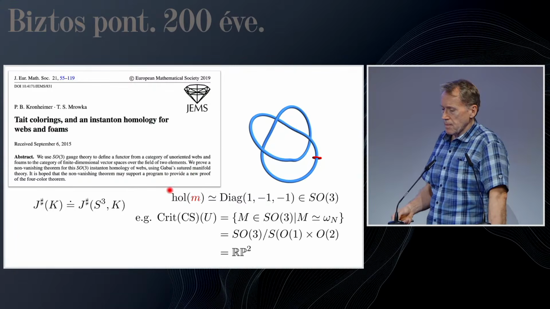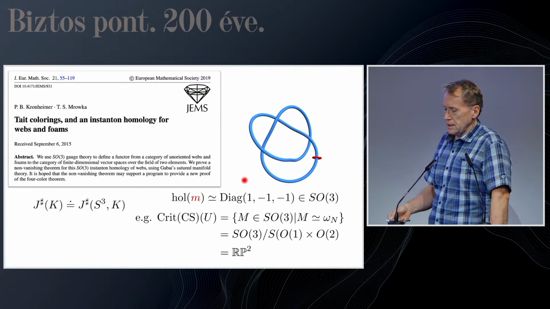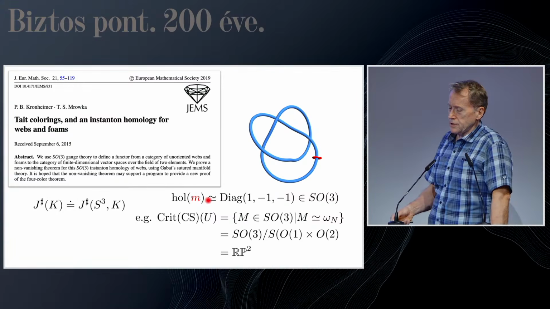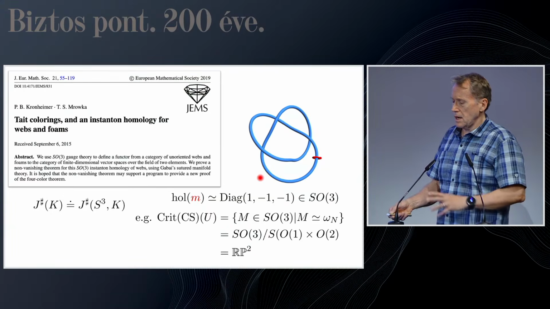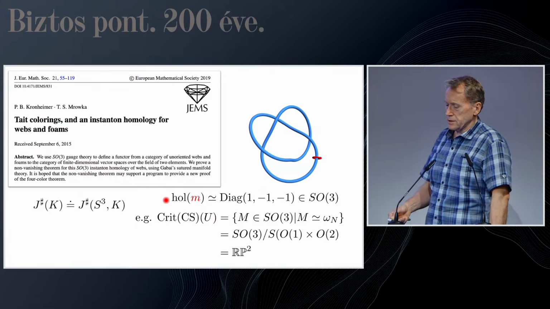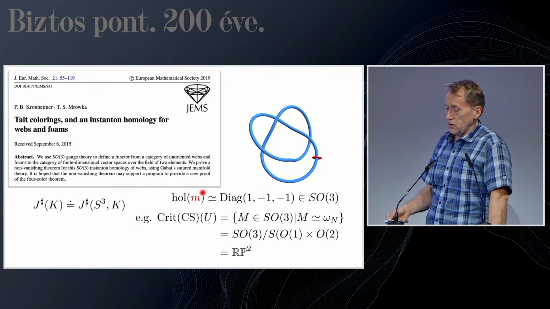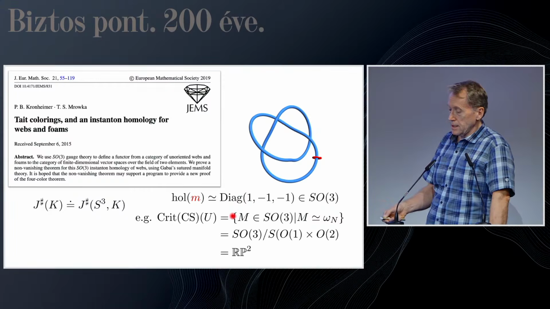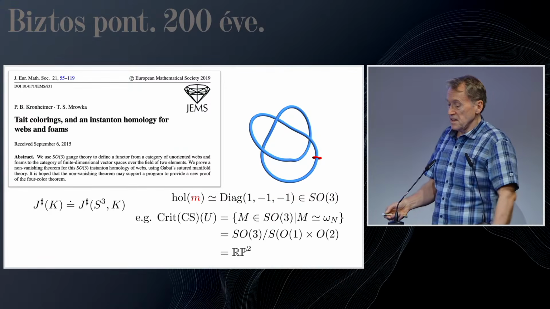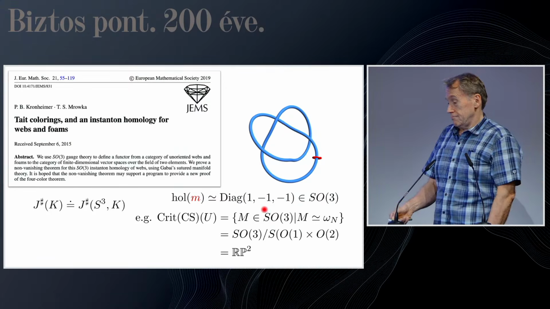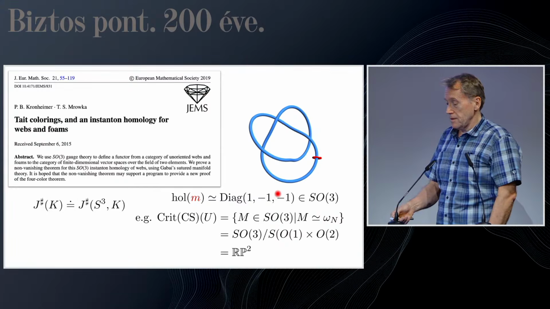But one thing that made this simpler for us is that we could think about these things, instead of as singular connections, as orbifold connections. So in the SO3 story, the linking holonomy around the link, we're just going to fix it to be an element of order 2 in SO3. They're all conjugate to this guy.